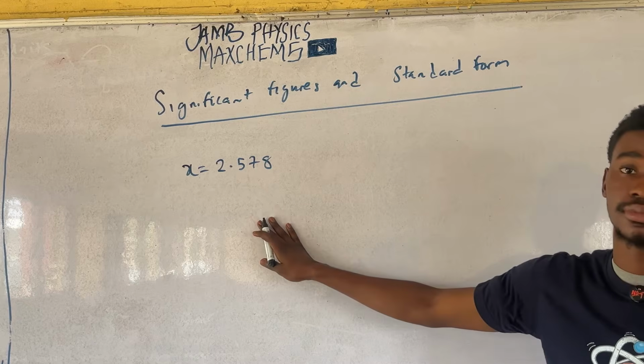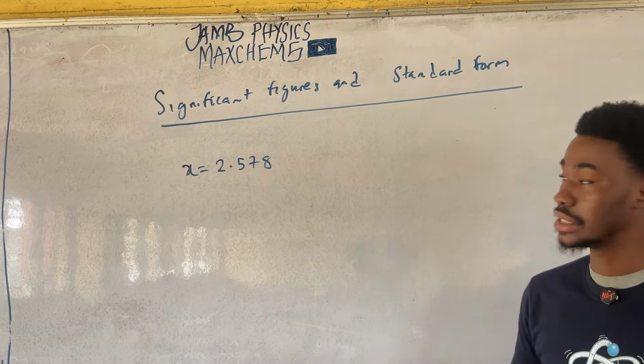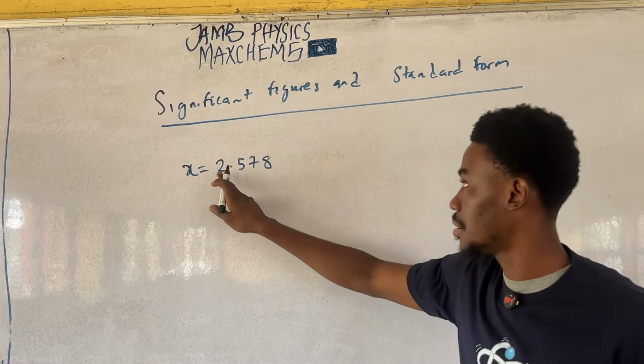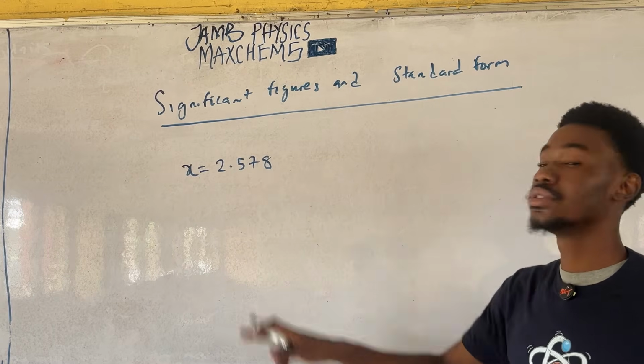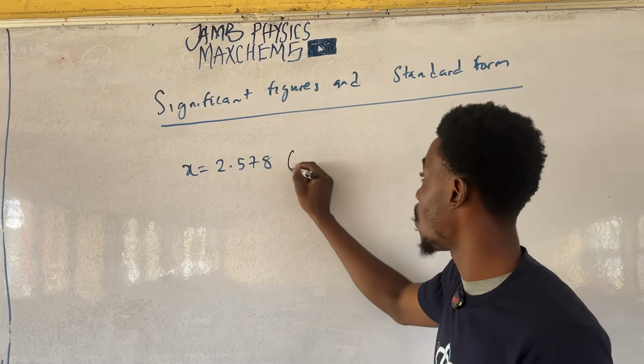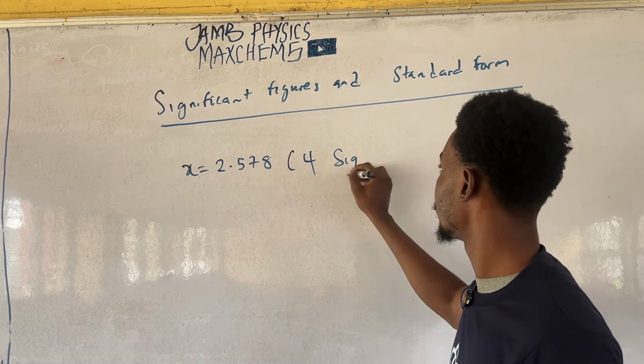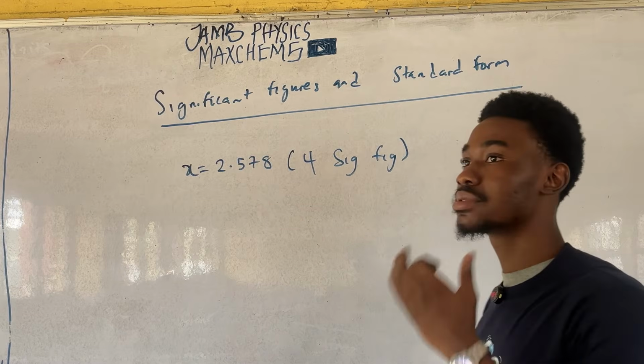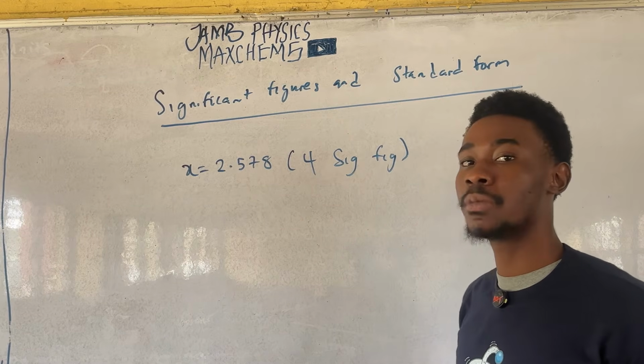It's quite simple. When you say significant, that means important, right? So the significant figures here, you count from left to right. 1, 2, 3, 4. So we have 4 significant figures.